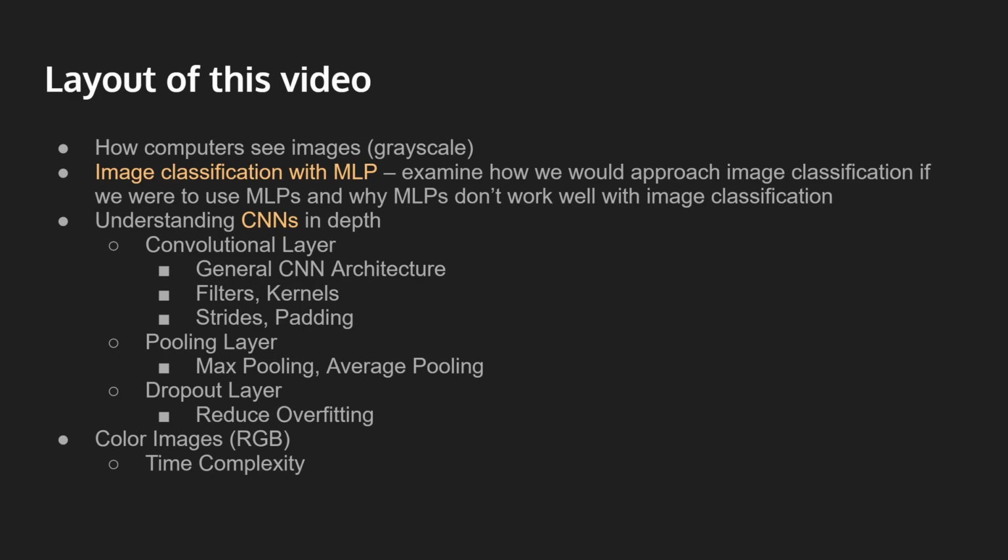First, we'll talk about how computers visualize images. Then we're going to talk about how we will approach image classification using MLP, multi-layered perceptrons. We discussed MLP in our previous videos, so if you aren't aware of what MLPs are, please check out my previous videos. We're going to understand why we can't use MLP for image classification on its own, right? Then we'll talk about CNNs, and lastly, we'll talk about colored images. So let's jump right into our video.